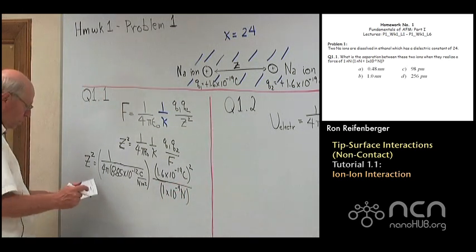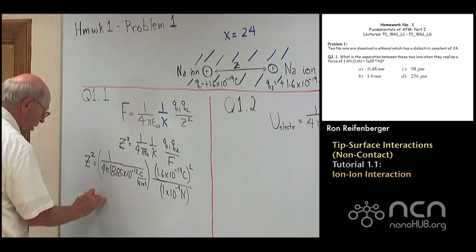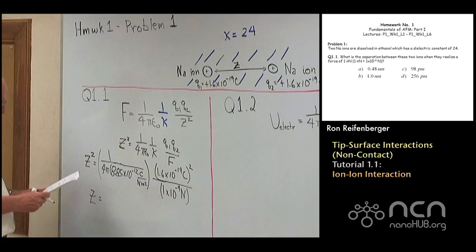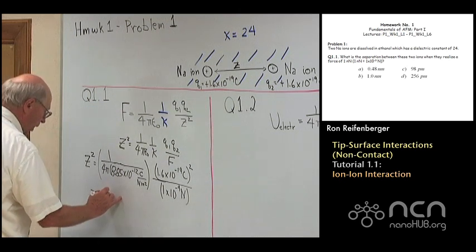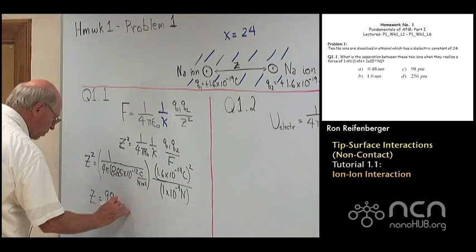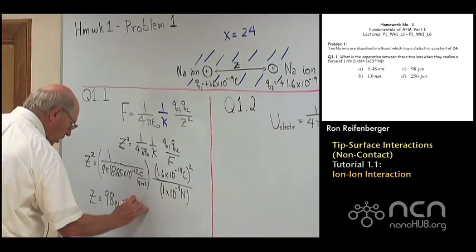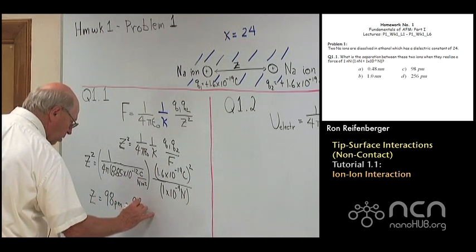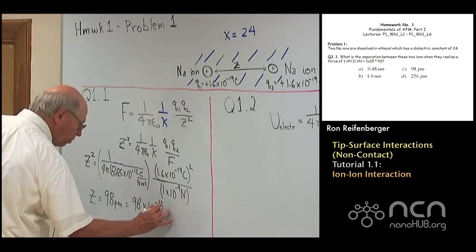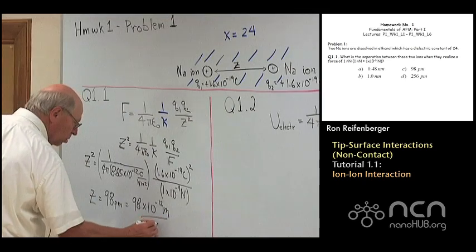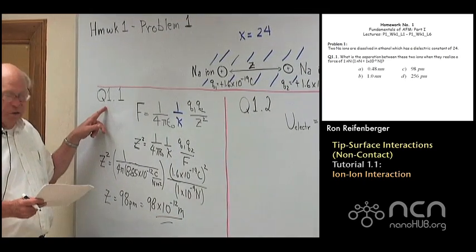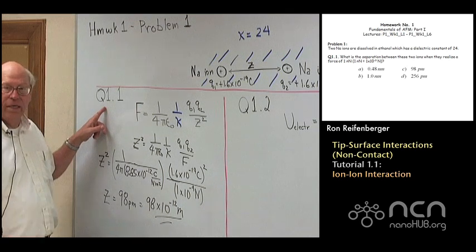It's easy to solve this equation for z, and when I do that, I get that z is equal to 98 picometers, which is 98 times 10 to the minus 12 meters. So the correct answer for question 1, part 1, is C.